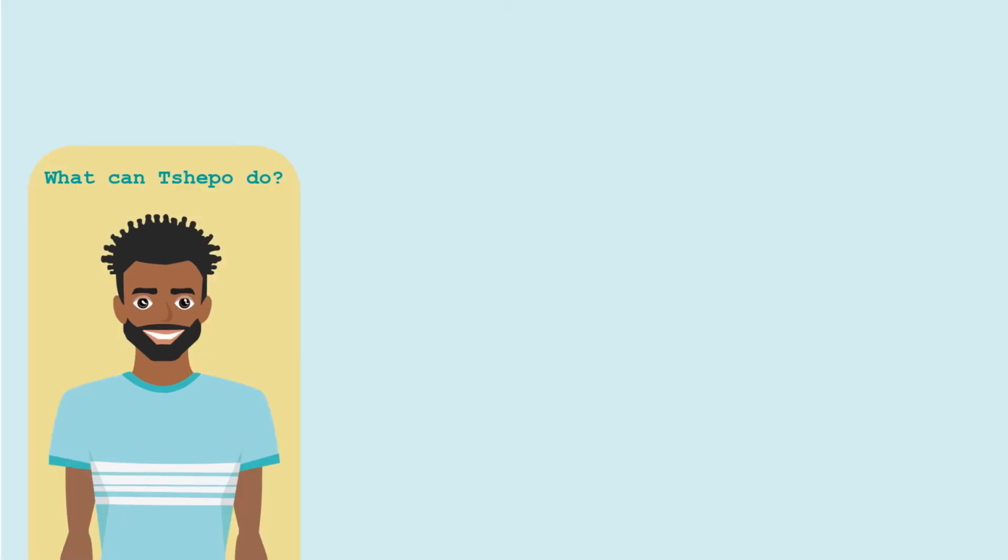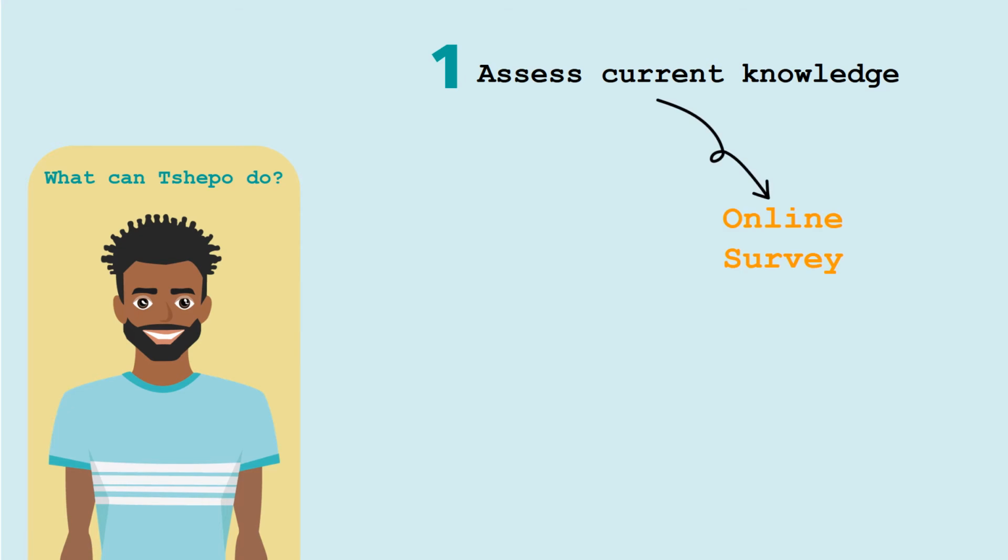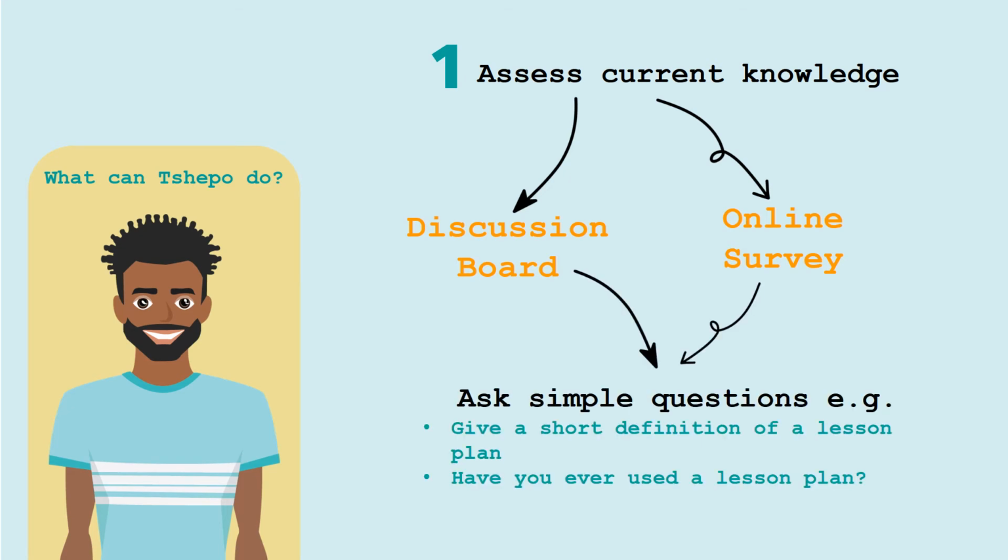So how could Tebo use scaffolding to guide his learners to reach their zone of proximal development? Well, he has a few choices. Let us have a look at them. For starters, Tebo can assess his students' current or baseline knowledge and experience about lesson plans. A good way of doing this is to hand out a short online survey or discussion forum where he can ask simple questions such as, have you ever used a lesson plan? Give a short definition of a lesson plan.